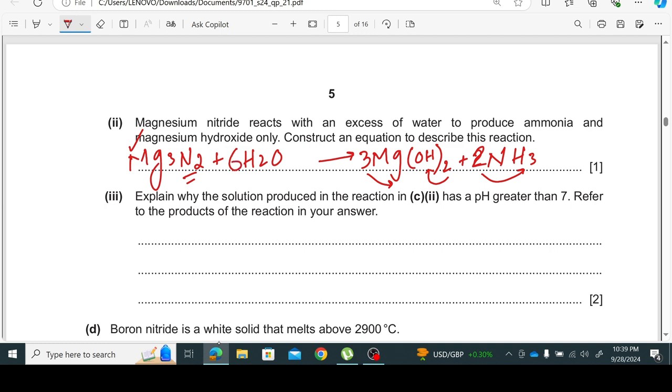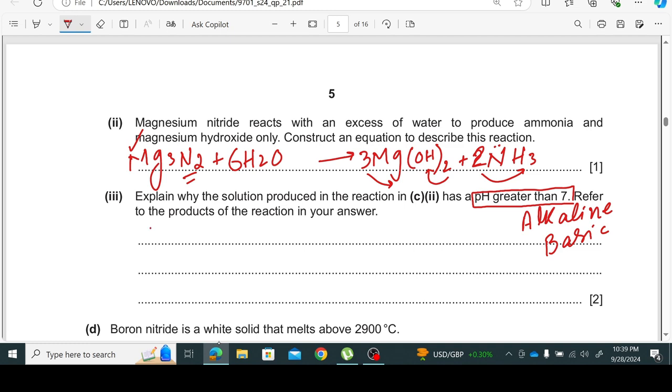Understand? So they want your balanced equation. Why does the solution produced in this reaction have a pH greater than 7? When something is 7, it means that thing is neutral, but greater than 7 means it is basic or alkaline in nature. So the reason is clear: ammonia is a base because it has a lone pair of electrons, and magnesium hydroxide is also a base.